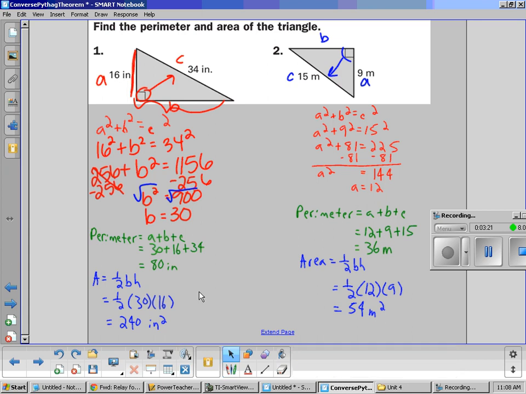We do the exact same work for the second problem. I'm going to go ahead and pause it, and you should too, so that you can have some time to copy down the second problem.